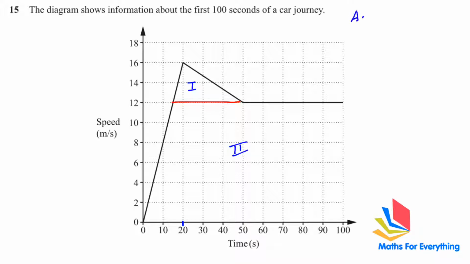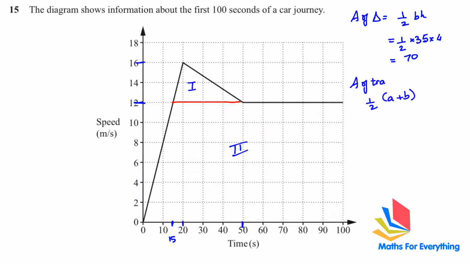To find the area of a triangle, we use the formula half times base times height. So our base is going to be from here till here. This is 15. 50 minus 15 is going to be 35. And the height is 16 minus 12, which is 4. So that is 70.